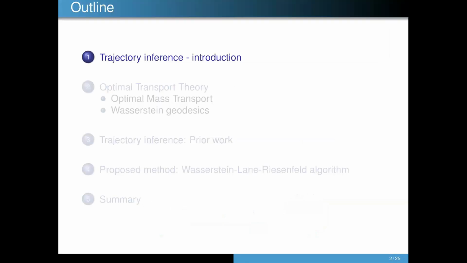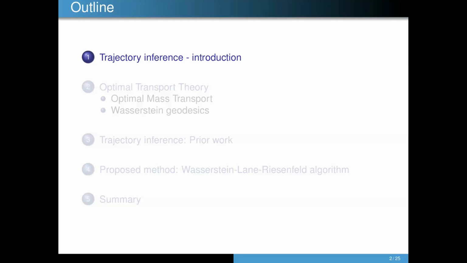Okay, so let me show you the overview of my talk. So first I will introduce what trajectory inference means and talk about how this problem has been started in the past and what we're going to do differently. And in particular, as you can see in the background of these nodes, it's going to be related to optimal transport, which is almost always the case when you talk about the Wasserstein space. And I will also talk about prior work and then introduce the method that we developed. We call the Wasserstein-Lane-Riesenfeld algorithm, because it's a combination of all of these things. So in case you know the Lane-Riesenfeld algorithm, you will not be surprised about what the method is that I will propose.